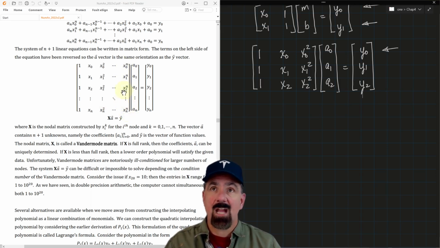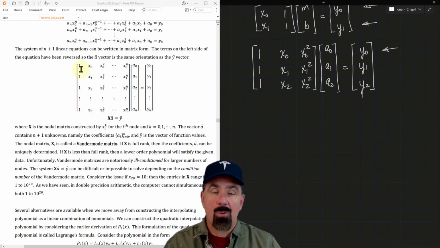It's easy to see how we could easily have an x value in the range of 100, and as soon as we reached a 9th or 10th order polynomial, we'd have 100 raised to the 10th power. And we'd end up with 1 times 10 to the 20th. So if this is 1 times 10 to the 20th, and this is 1, given the floating point arithmetic limitations of the computer, we're not going to be able to solve this matrix.